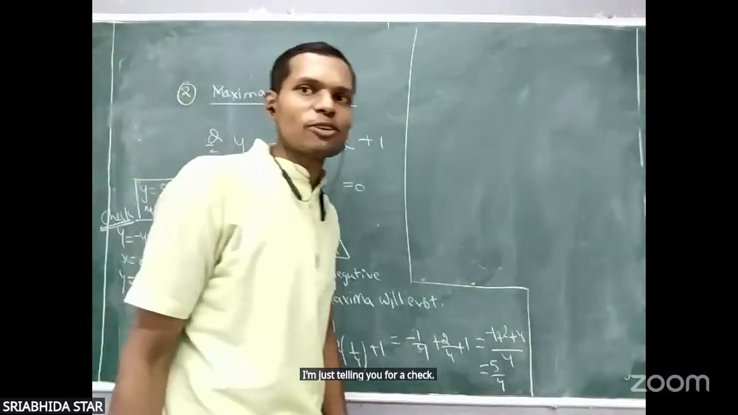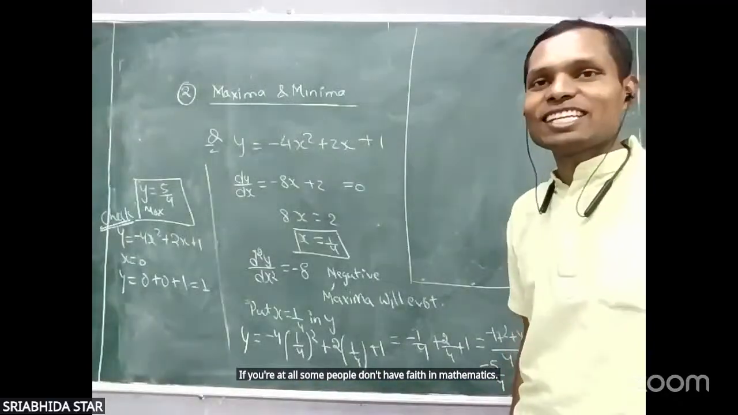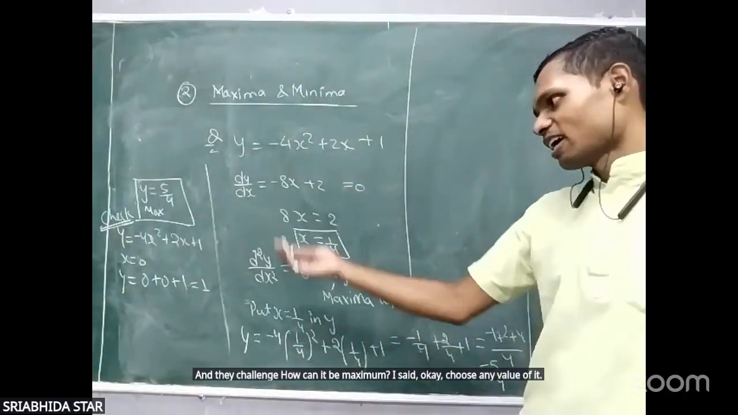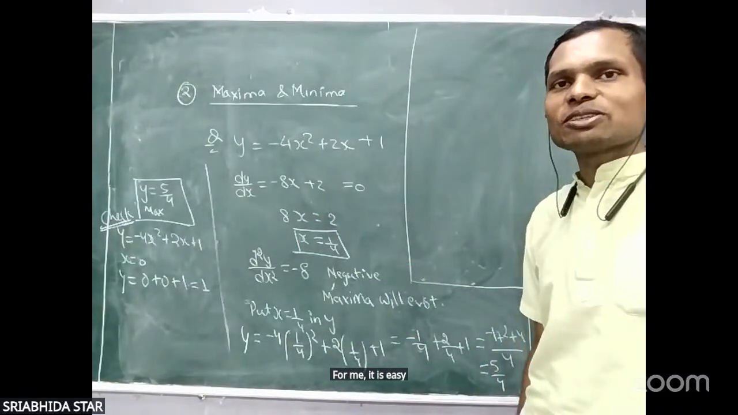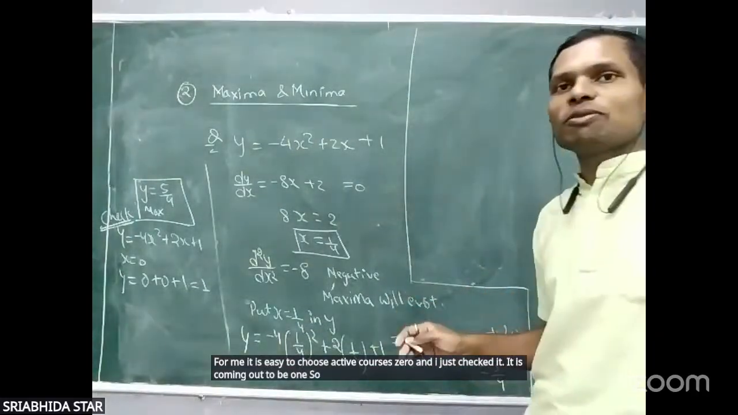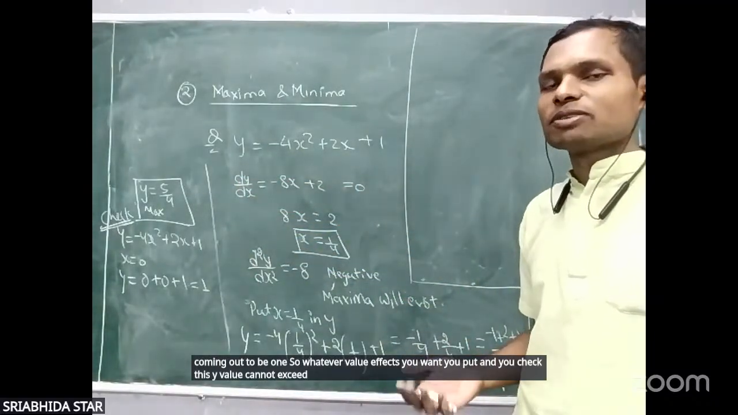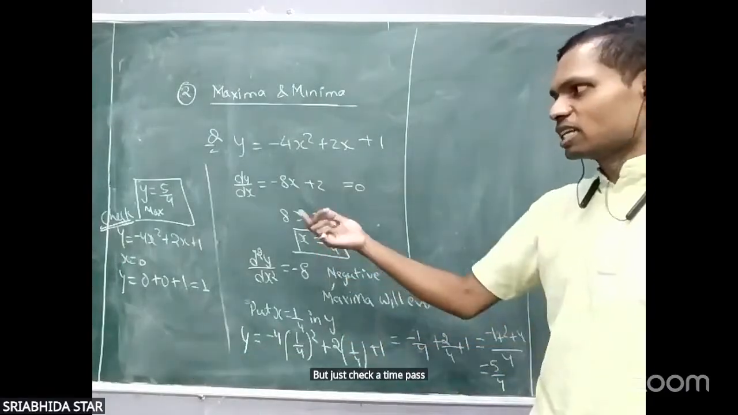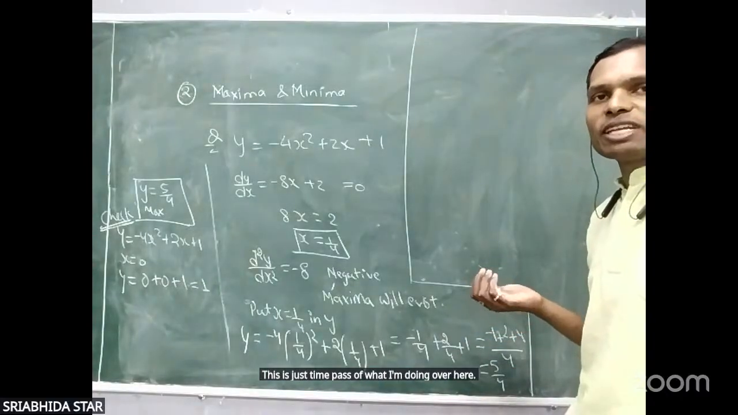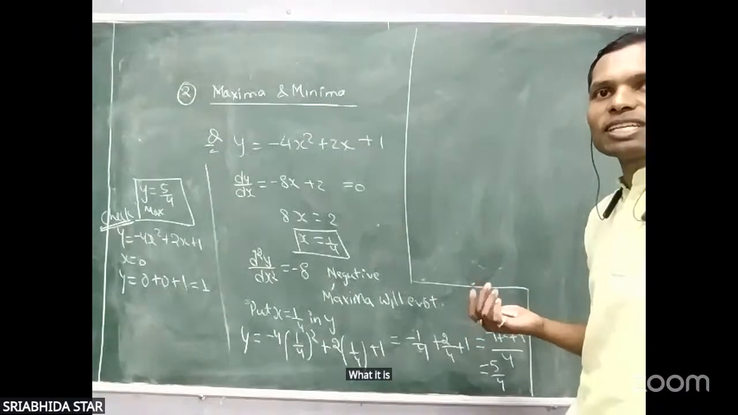I'm just telling you for a check. This is just a time pass what we are doing. So if at all some people don't have faith in mathematics and they challenge, how can it be maximum? I said, okay, choose any value of x. For me, it is easy to choose x equals to 0. And I just checked it. It is coming out to be 1. So whatever value of x you want, you put and you check. This y value cannot exceed that 5 by 4 value. Bas just check kar rahe hain, time pass kar rahe the usme. Answer aa chuka hai already. We have got the maximum value. This is just time pass what I am doing over here. In mathematics also, if at all you are checking anything again and again, you are doing time pass in mathematics.